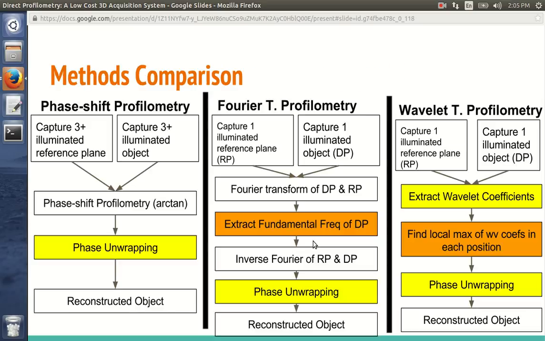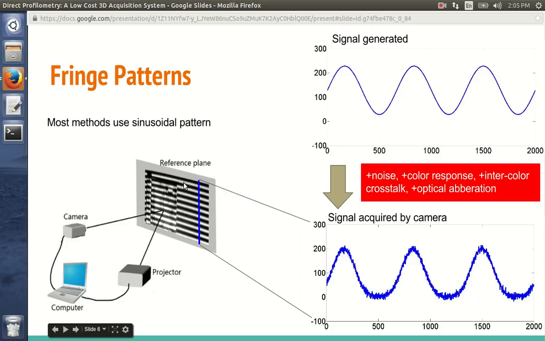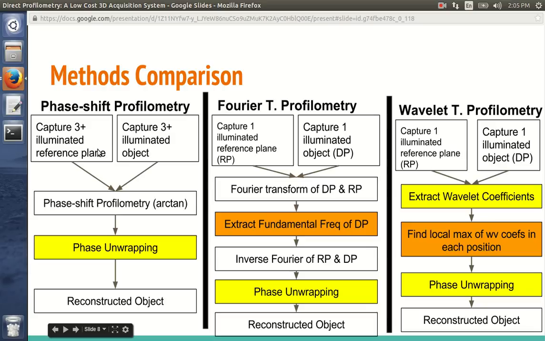Okay, so this is the method comparison. Previously, we compared the model, how they model the signal. Now we compare the method. Phase shift profilometry captures 3 illuminated reference planes. Here, the projector projects onto the reference plane without the presence of the object. Only the reference plane, so it is called the reference plane. So it captures 3 plus illuminated reference planes and 3 plus illuminated objects.